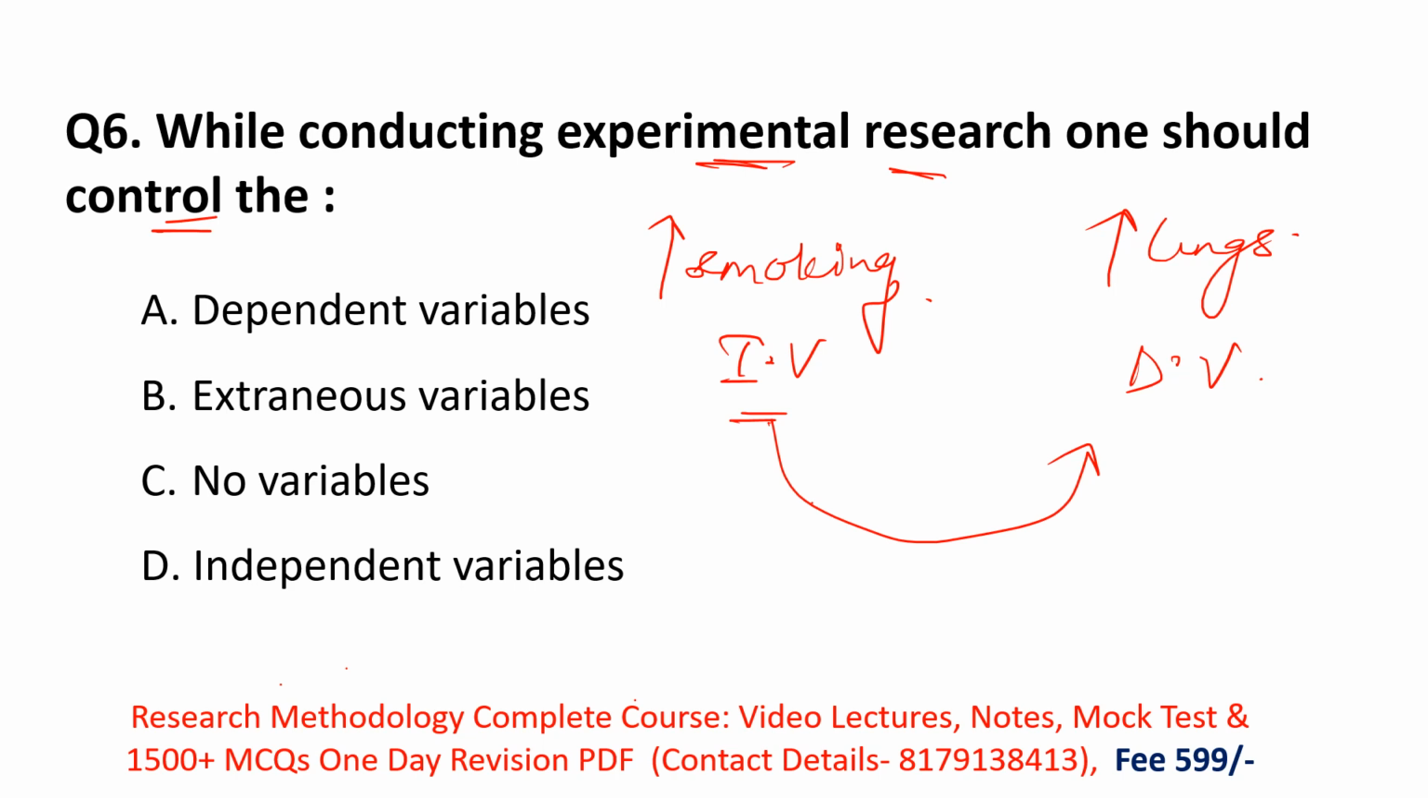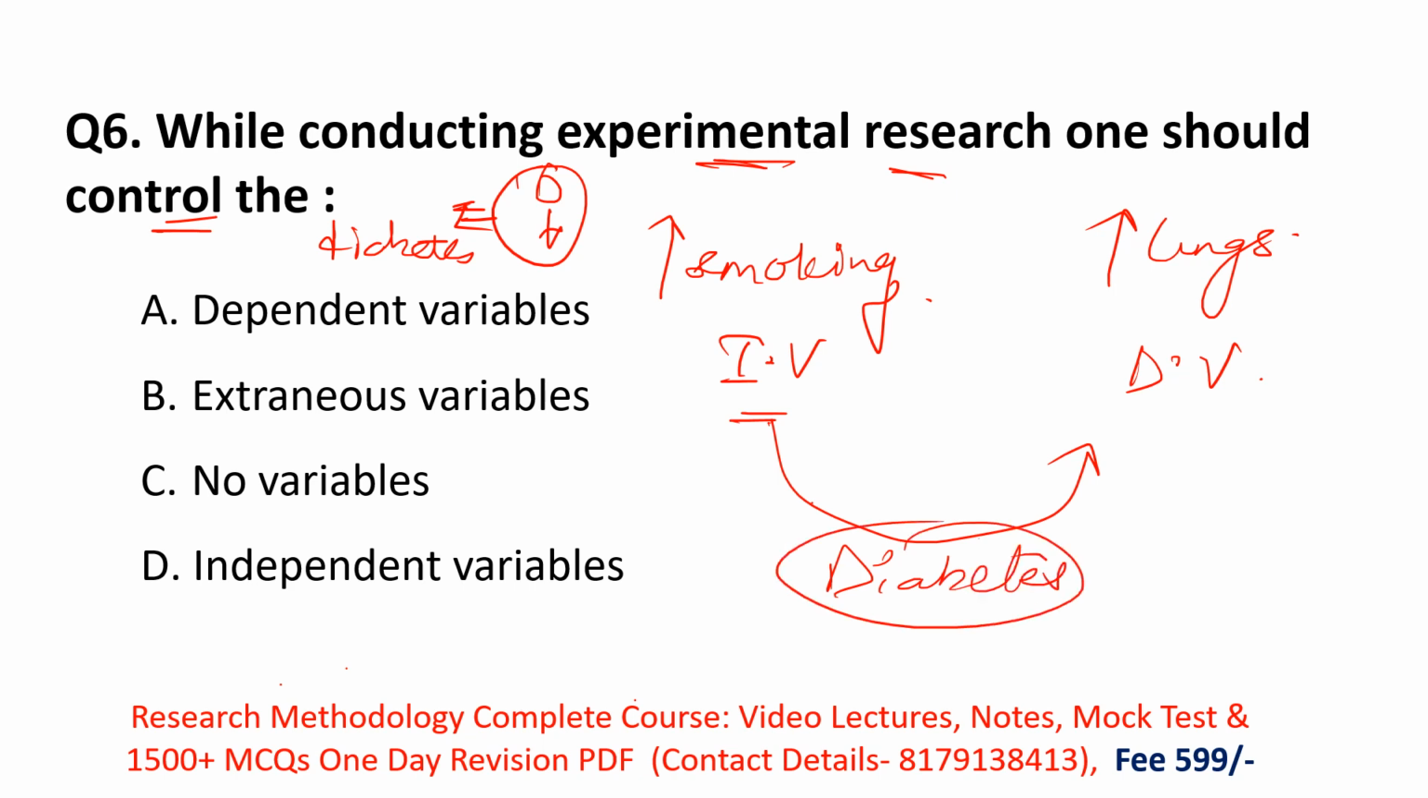In this case an extraneous variable comes in. Suppose there is one person who also has a different disease like diabetes. If he or she is smoking daily, then diabetes also plays a role, there is some effect from that disease. So in experimental research, the researcher should always control extraneous variables, because in this study the researcher wants to see the effect of smoking on the lungs, not on the diabetes.